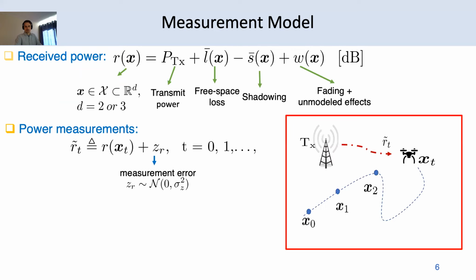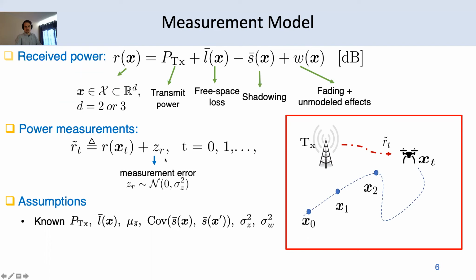Okay, so the measurements collected by the UAV at locations x_t will be denoted by R tilde t and will be assumed to be corrupted by noise. For simplicity, we introduce some assumptions that are detailed in the paper and that essentially reduce the problem of estimating the received power to the problem of estimating the shadowing component.